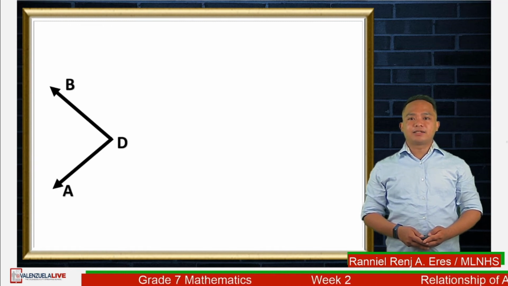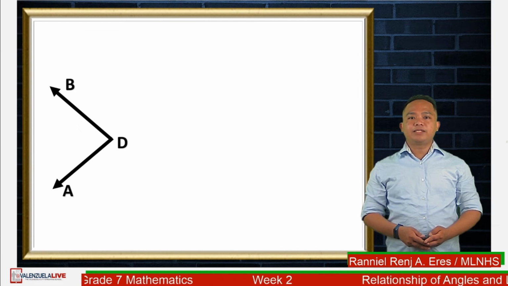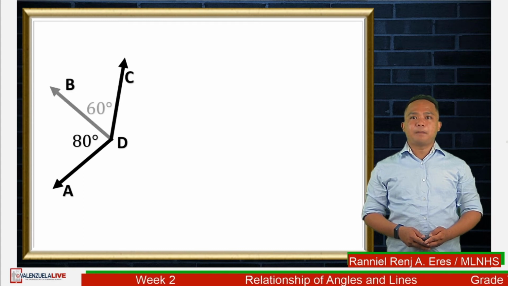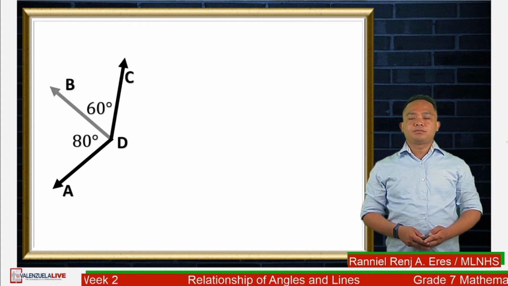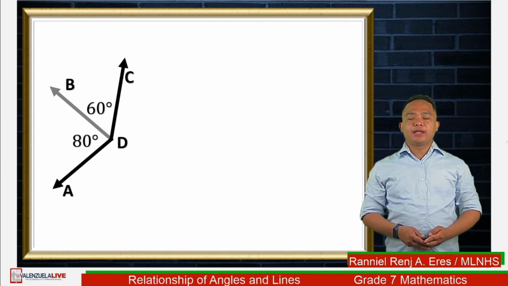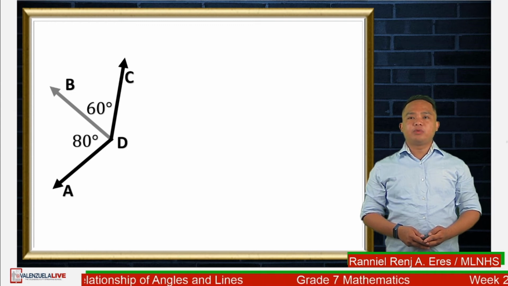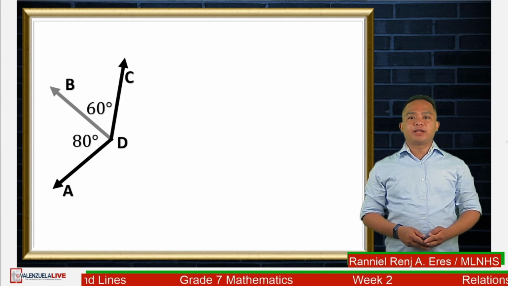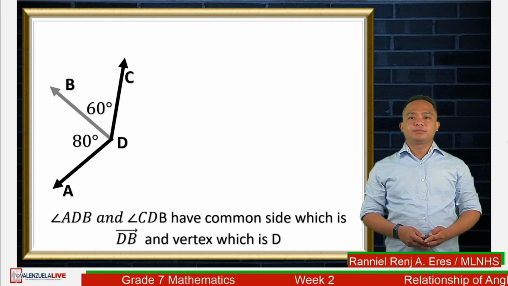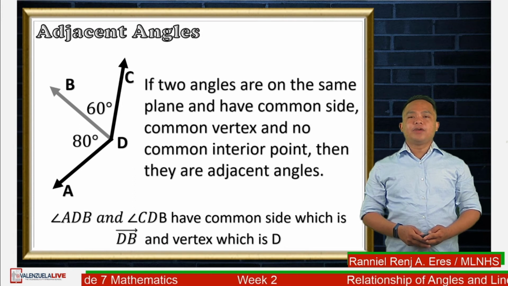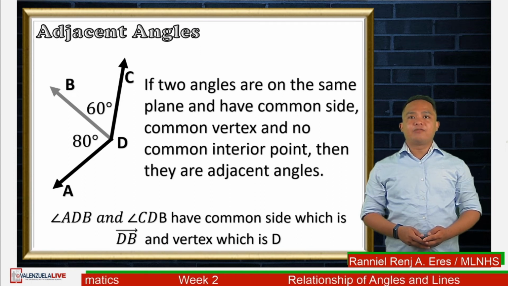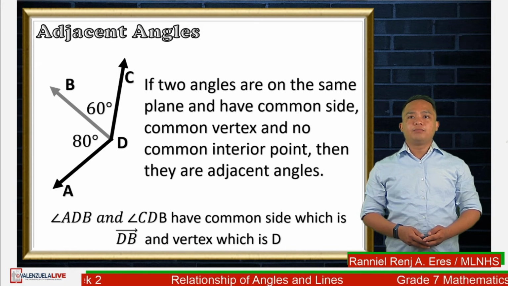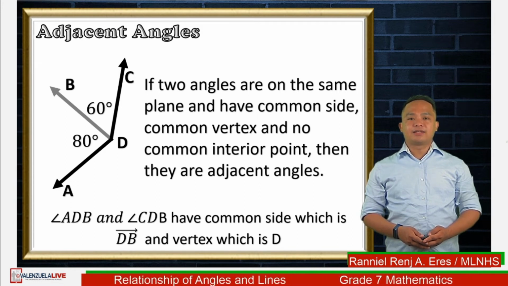Observe the given angles. As we can see, angle ADB is 80 degrees and angle CDB is 60 degrees. Angle ADB and angle CDB have a common side, which is ray DB, and a common vertex, which is D. So if two angles are on the same plane and have a common side with a common vertex but no common interior point, then they are said to be adjacent angles.